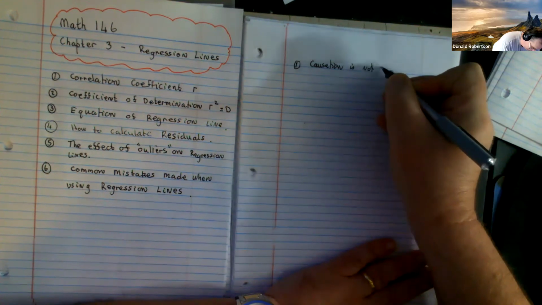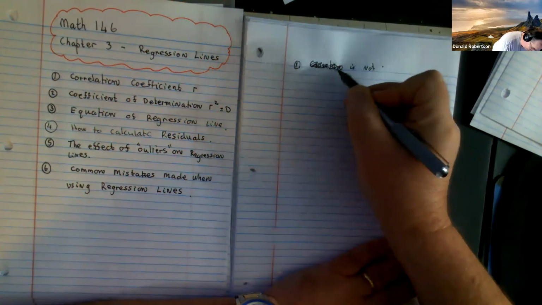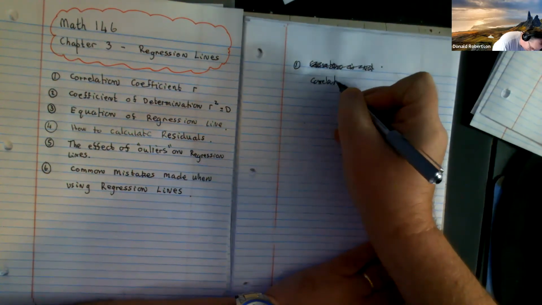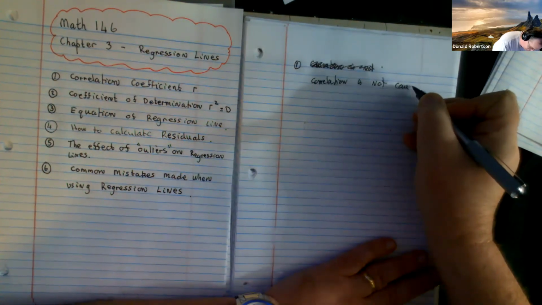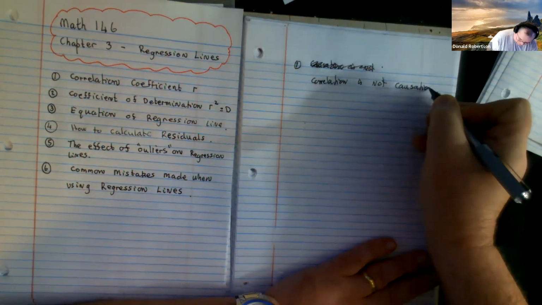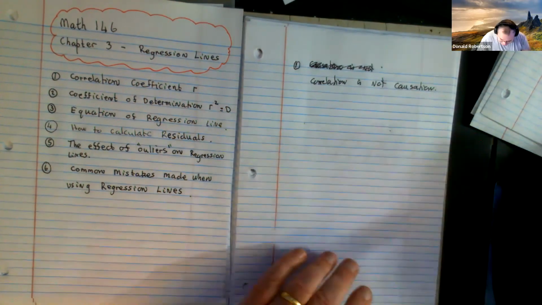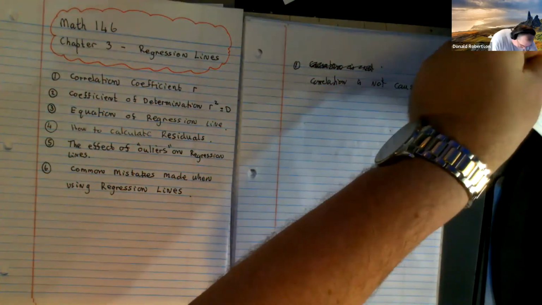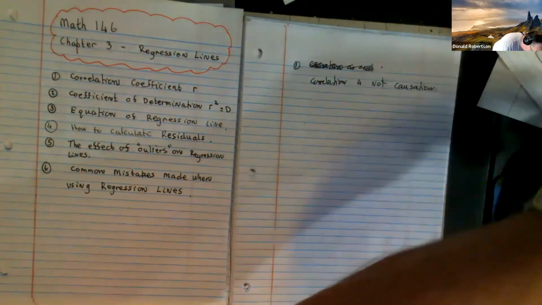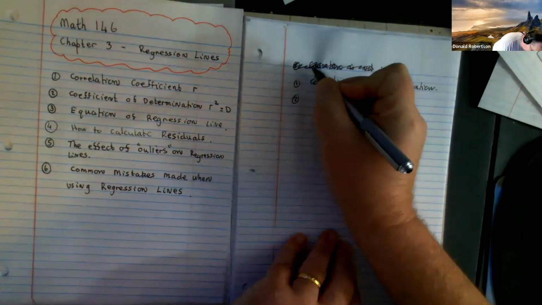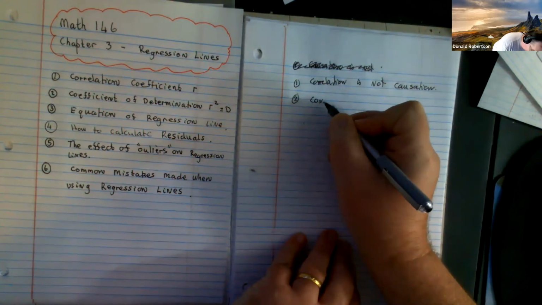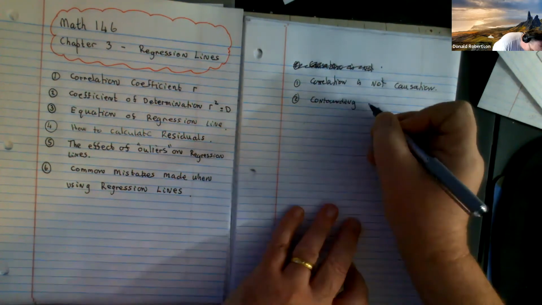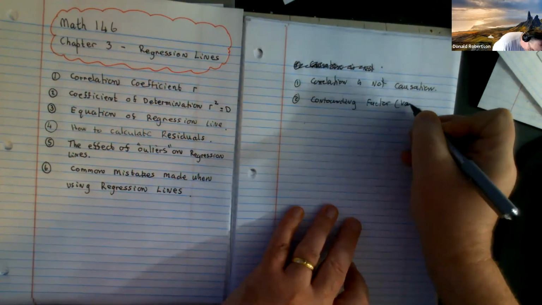Oops, wrong way around. Correlation is not causation. And try to find the spelling. Called confounding. And connected to that, a thing called a confounding factor, sometimes called a confounding variable.